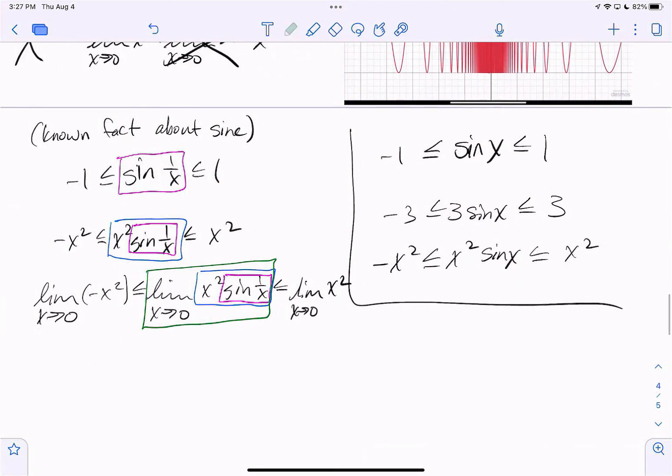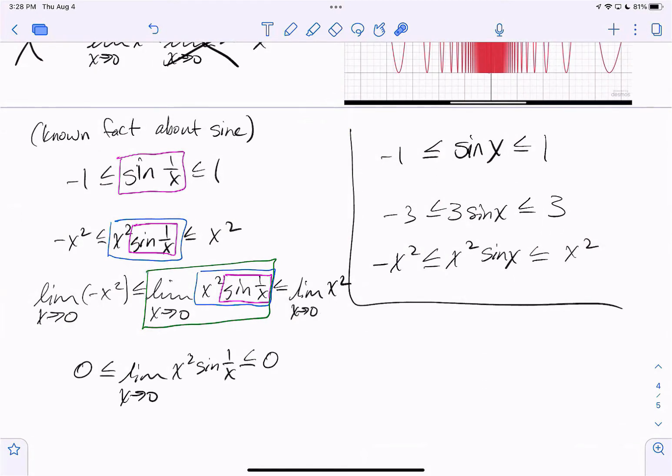Now, the limit as x approaches 0 of negative x squared, well, I can directly substitute. That's a 0. And likewise, the limit as x approaches 0 of x squared is 0. I know that just by looking at it, right? In between 0 and 0, I have the limit as x approaches 0 of x squared times the sine of 1 over x. So you may see what the conclusion is, but I'm going to back it up just a little bit here.